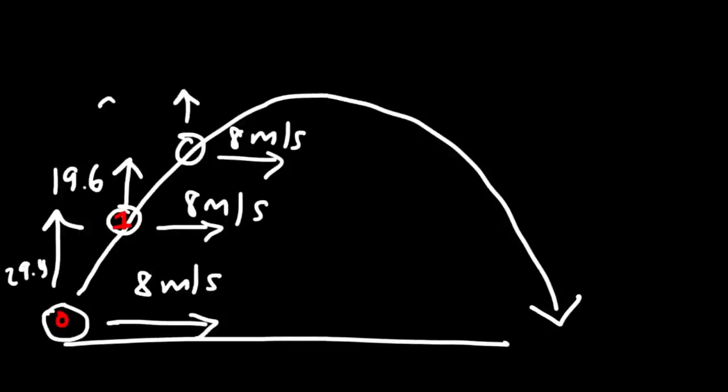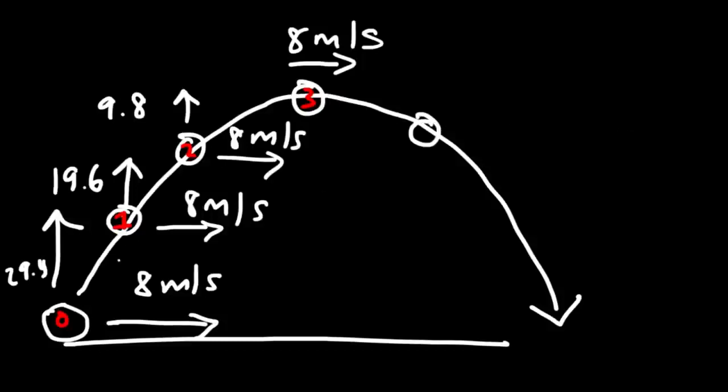Now, 2 seconds later, Vx will still be the same, and that's 8 meters per second. Vy is now 9.8. 3 seconds later, it's at the top. At the maximum height, at the highest point, Vy is 0, so it's not going up anymore, but it's still moving to the right. So it's still moving at 8 meters per second to the right, so that's Vx.